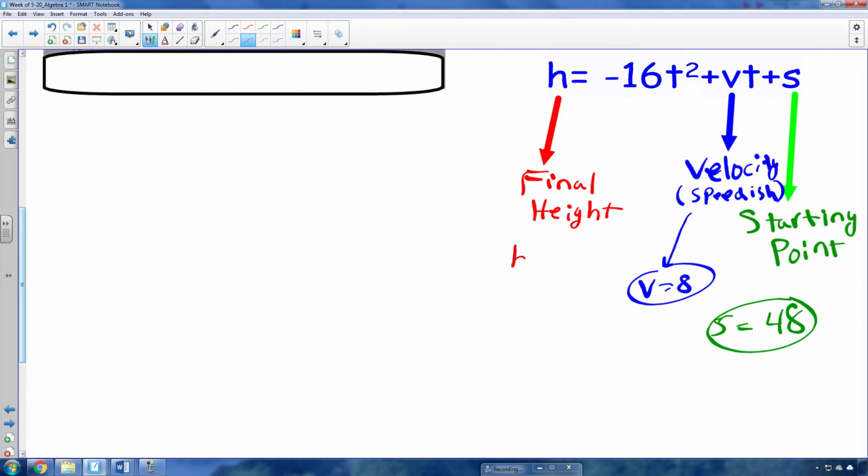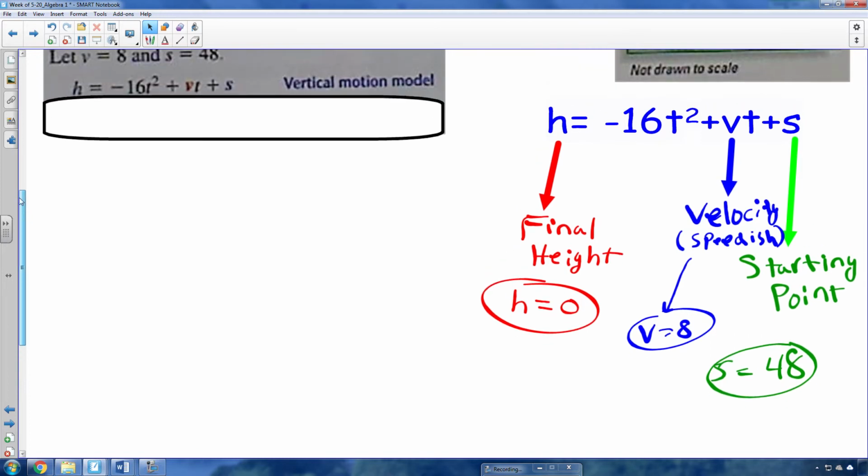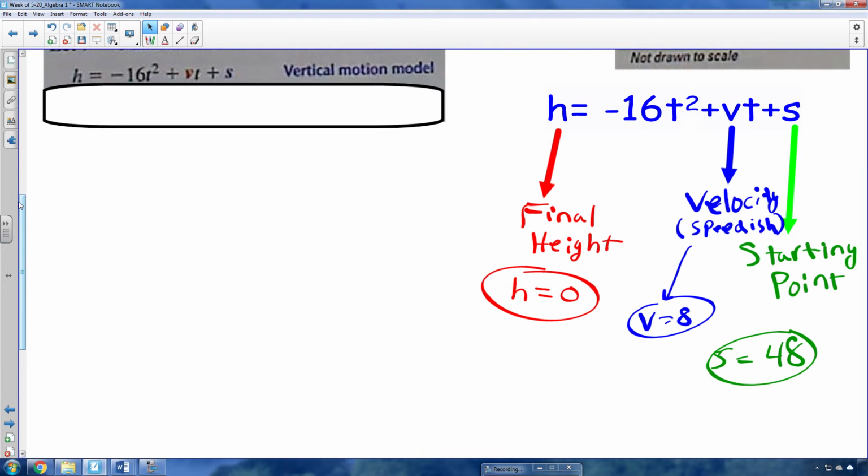And in this case, the final height is 0. These problems are pretty simple because now all you have to do is fill into the diagram. So we're going to fill into the diagram these values just right here and see what we can come up with, okay? So start with the final height. We know the final height in this case is 0, so I'm going to put that here.